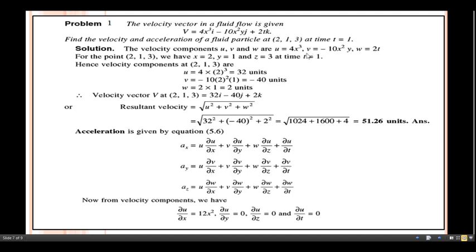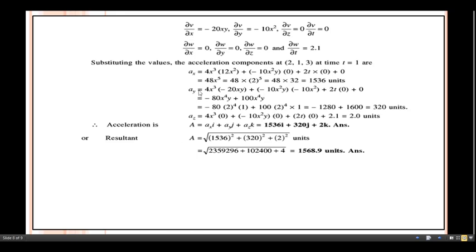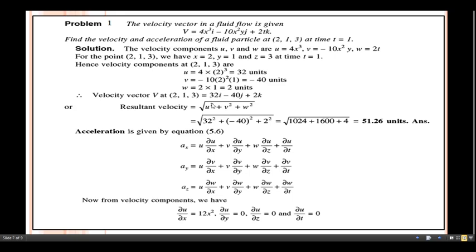For that you need to differentiate this term with respect to x, with respect to y, with respect to z, as well as with respect to time t. So once we differentiate this term, we can get the information regarding ay. So ay is nothing but 4x cubed multiplied by whatever value we get after taking the derivative, ∂v/∂x. For ∂v/∂x, you have to differentiate this term with respect to x.